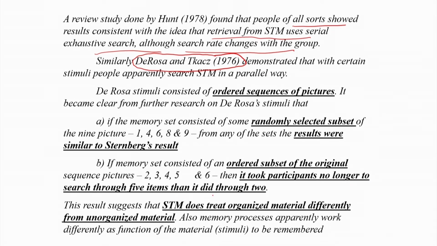Results were similar to Sternberg when a randomly selected subset was taken, but when an ordered subset was taken, participants no longer took longer to search for 5 items than for 2, and so generally there was parallel search. This result suggests that STM does treat organized material differently from unorganized material. Also, memory processes apparently work differently as a function of the material that has to be remembered. So, basically the search can be both parallel and serial, and different types of searches are there, depending on the material.